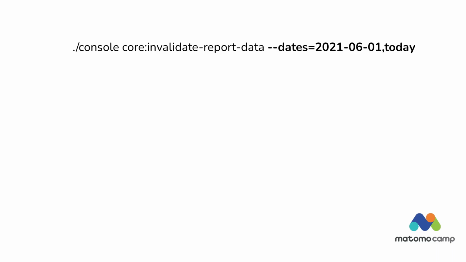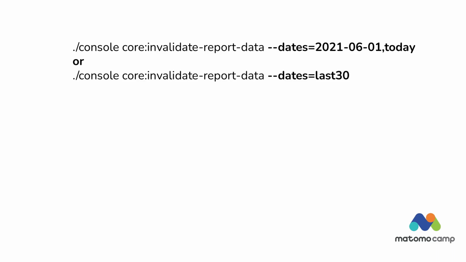As you can see in the example on the screen, we're running the invalidate report data console command. This command always requires a dates option. As you can see in the example, we've got, for example, from the 1st of June up until today. So that will basically invalidate all report data for your entire Matomo instance going from the 1st of June till today. You can also use other types of date formats such as the last 30 or last 7 or last 90, things like that, to just get a general date range invalidated.